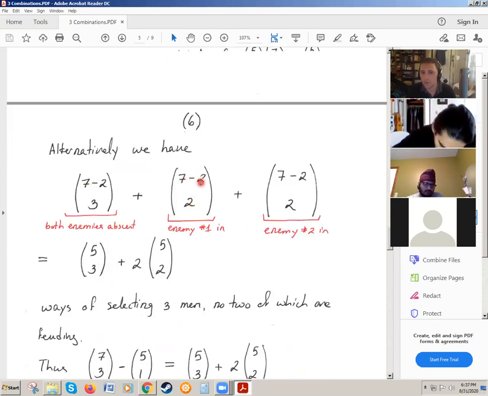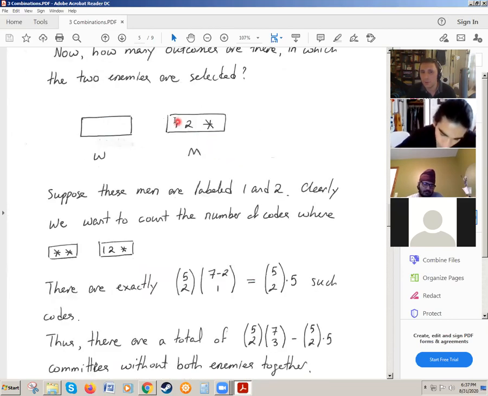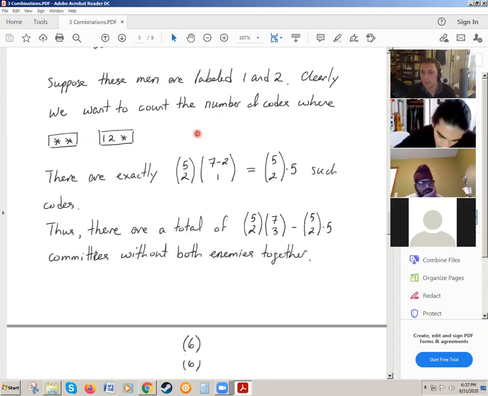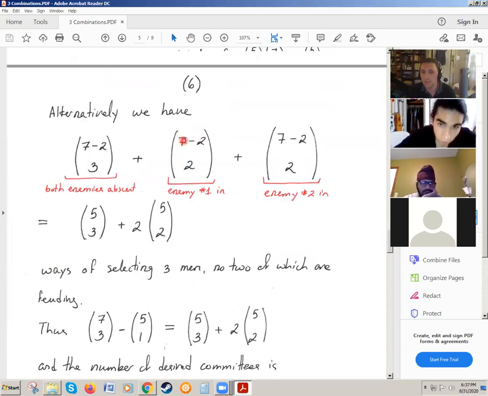Now why choose 2 and why 7 minus 2? So I eliminate 1 and 2. I put in 1 as the input, but 2 cannot be put as an input. So 1 but 2 is impossible. So it's 7 minus 2. I need additional 2 elements. I've already put in 1 as in. I have another 2 places, and I don't have access to either 1 or 2. So it's 7 minus 2 choose 2. Enemy 1 is present, but enemy 2 is absent.